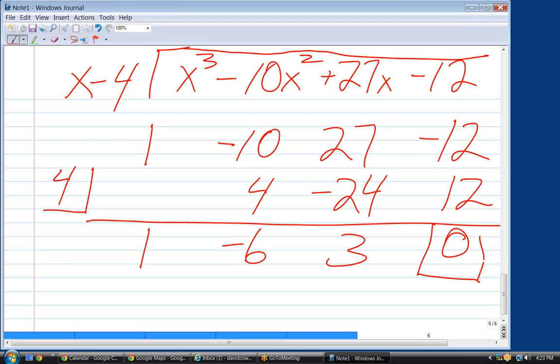This 0 is an important 0. That 0 tells us that x minus 4 does divide evenly into this thing. If I got any other number other than a 0 here, then x minus 4 would not be a factor and 4 would not be one of the zeros. But the fact that I have a 0 over here tells me that 4 is a solution. If I plug 4 in up here into this polynomial, this whole thing will equal 0.